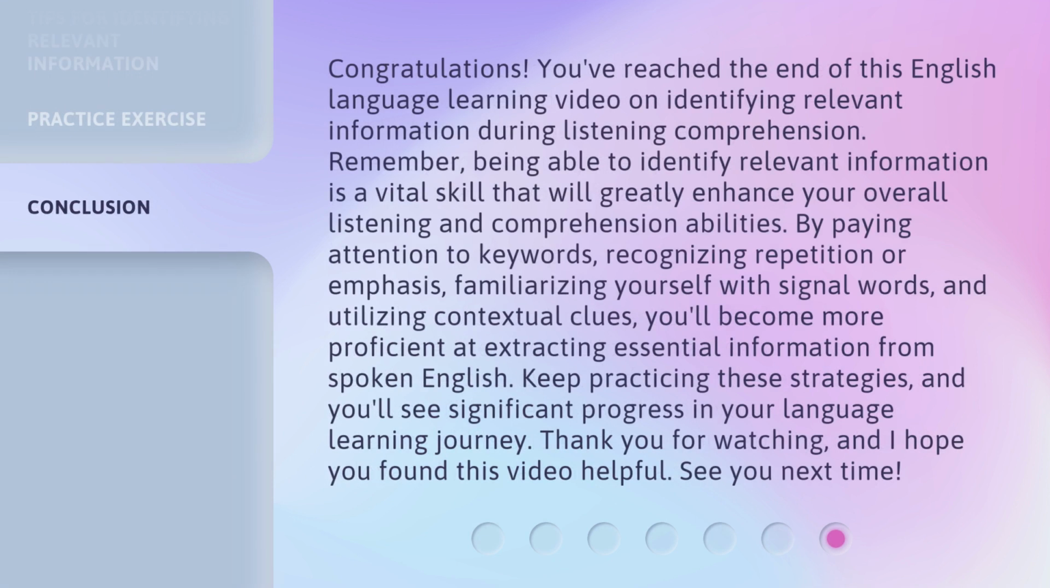Congratulations! You've reached the end of this English language learning video on identifying relevant information during listening comprehension. Remember, being able to identify relevant information is a vital skill that will greatly enhance your overall listening and comprehension abilities. By paying attention to keywords, recognizing repetition or emphasis, familiarizing yourself with signal words, and utilizing contextual clues, you'll become more proficient at extracting essential information from spoken English. Keep practicing these strategies, and you'll see significant progress in your language learning journey.